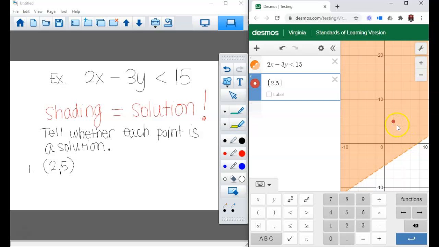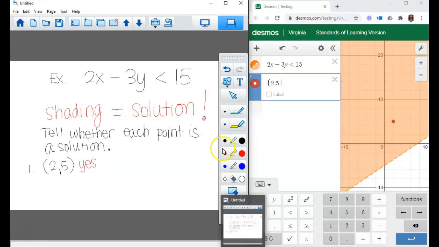What you'll notice is that it shows me it's going to be a red dot, and over here on my graph, I see that red dot. So tell whether that point is a solution. Well, if it lands in the shaded part of the graph, then it's a solution. If it doesn't land in the shaded part of the graph, then it's not. You'll notice that red dot is landing in that shaded part of the graph. So on this one, I'm going to say yes. That point is a solution because it lands in that shaded area. The shaded area is where the solutions are.